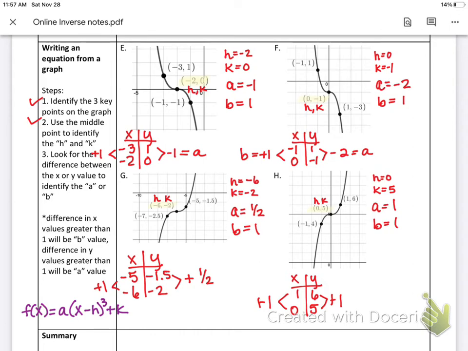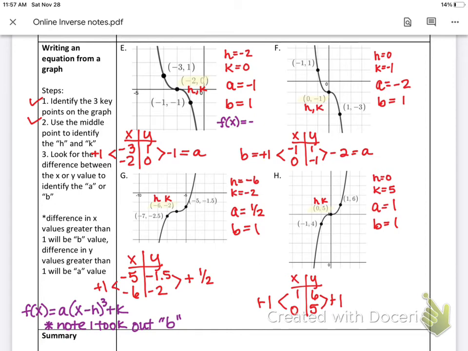So we're going to keep the equation exactly the same, but the only thing that's going to change is we're going to plug in the a, plug in the h, and plug in the k. Okay? So here's the first one. One thing to note, again, I took out the B. I just put that in the notes for you, okay?